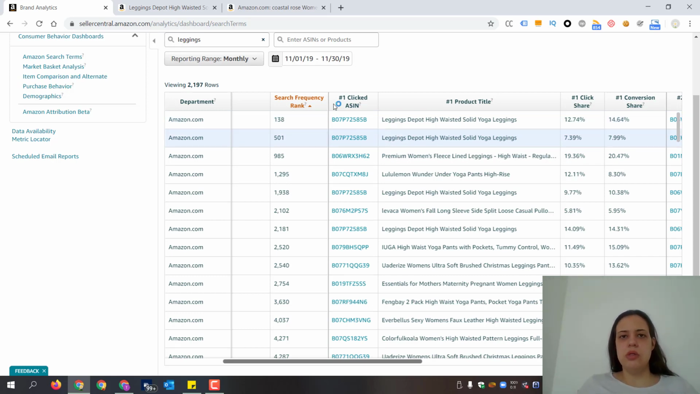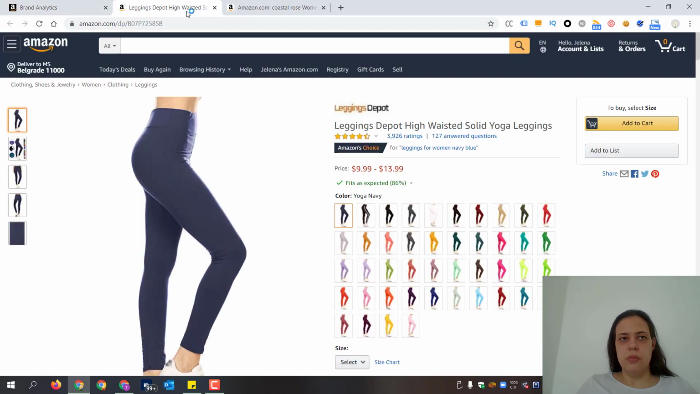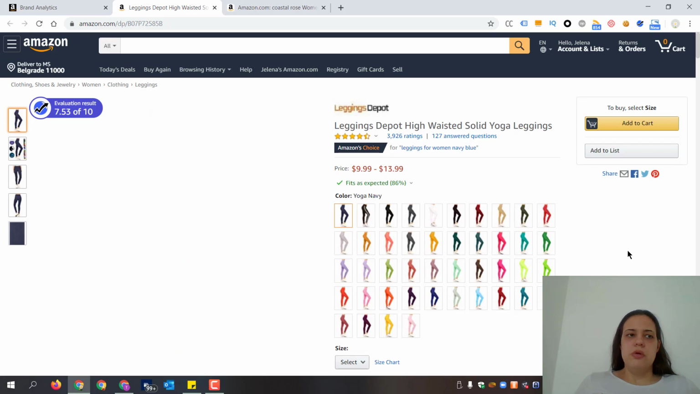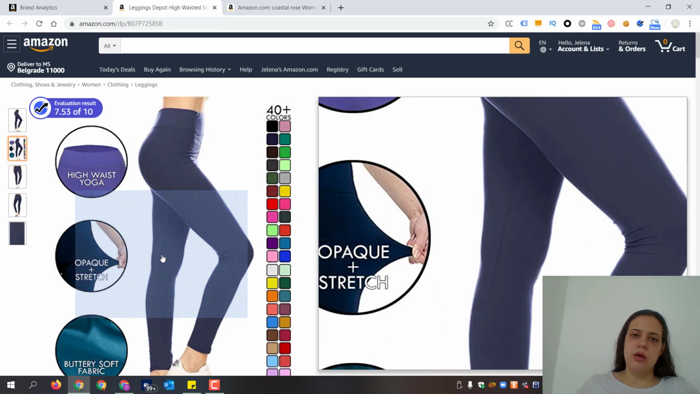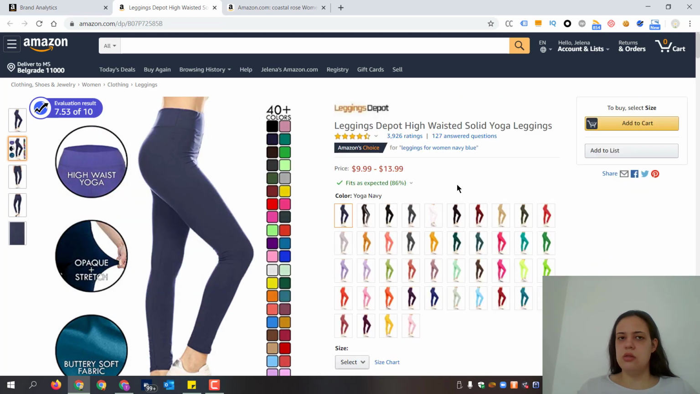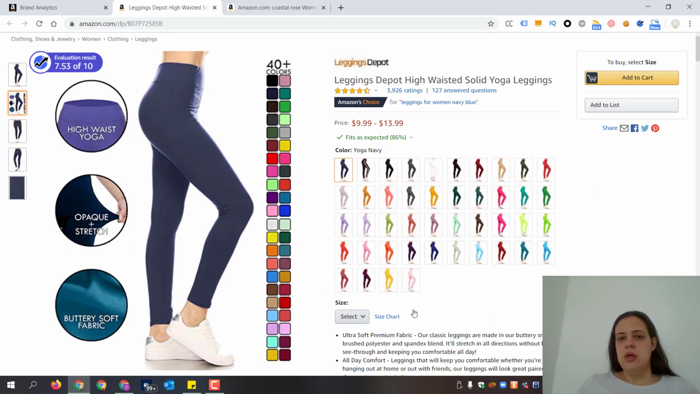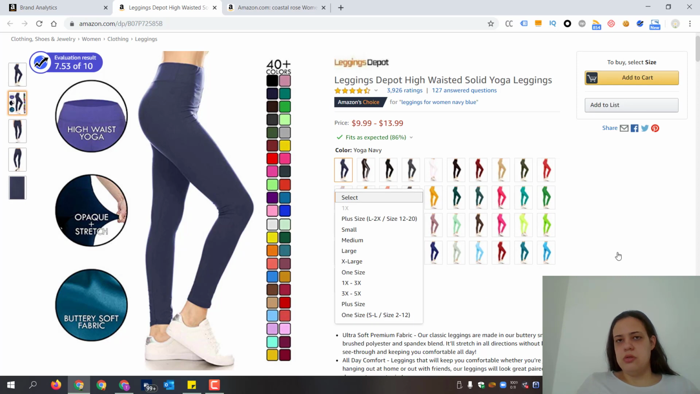And I wanted to see what this product was, so I already opened it for you. As you can see, it's an already familiar brand. It's Amazon's Choice. It has a vast variety of colors that they offer. They have good product images, and overall, I've looked through their product portfolio. They have high quality materials, a lot of variations in terms of colors and sizes, and they have close to 4,000 ratings.